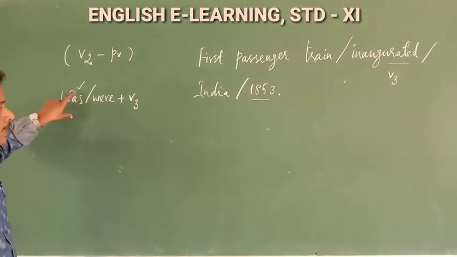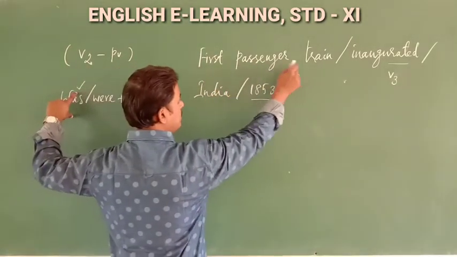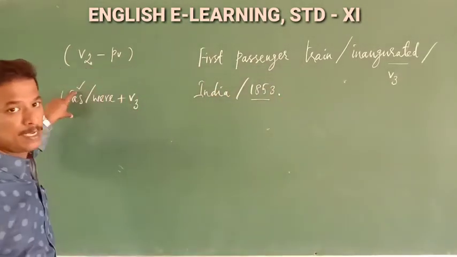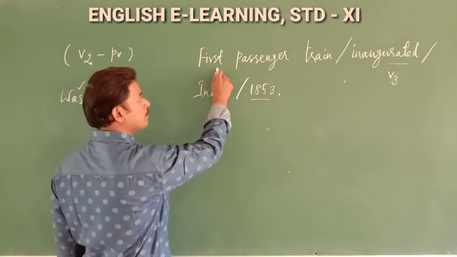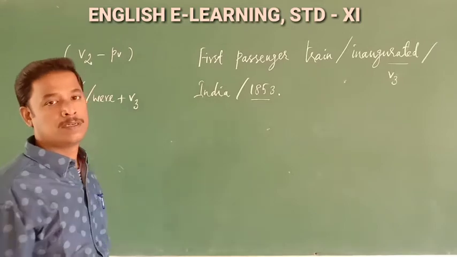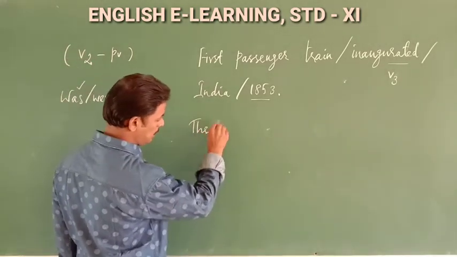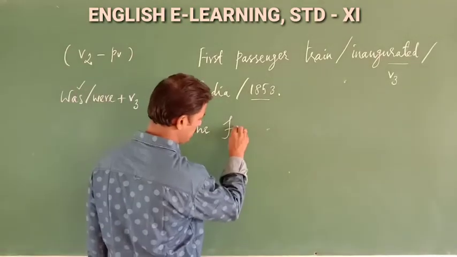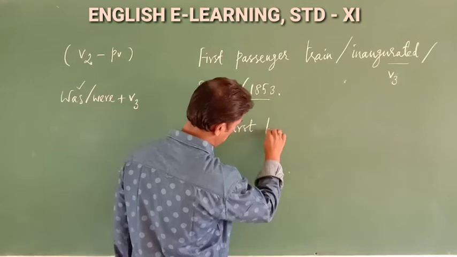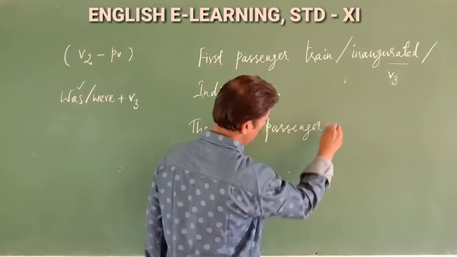The same verb 2 passive voice rule is used here. So we must select was because the subject first passenger train is in singular. And then before we use the particular subject, we must use the article the. Okay, the first passenger train.